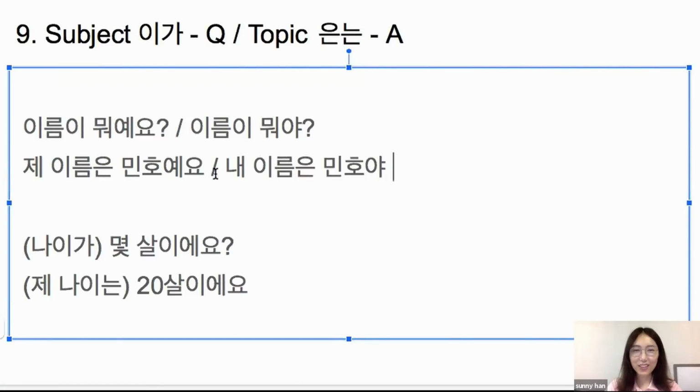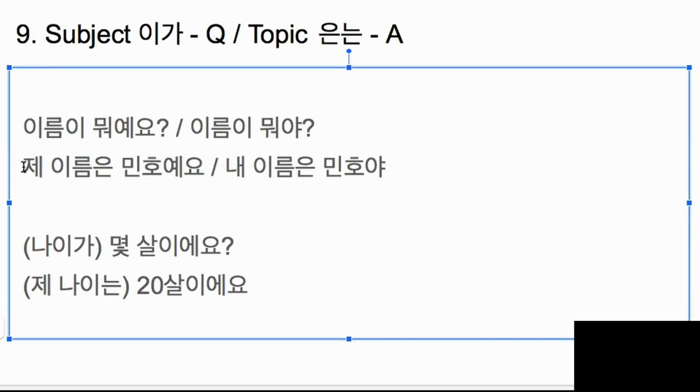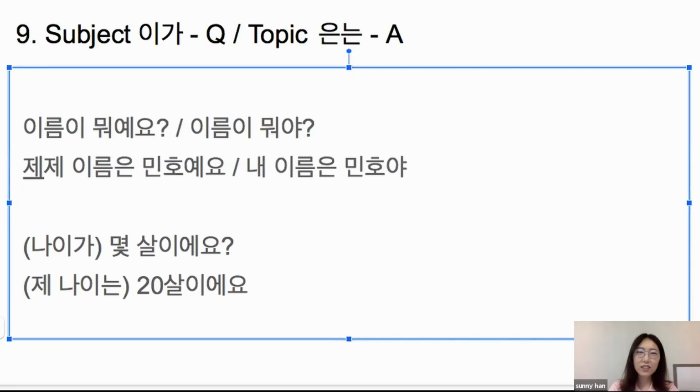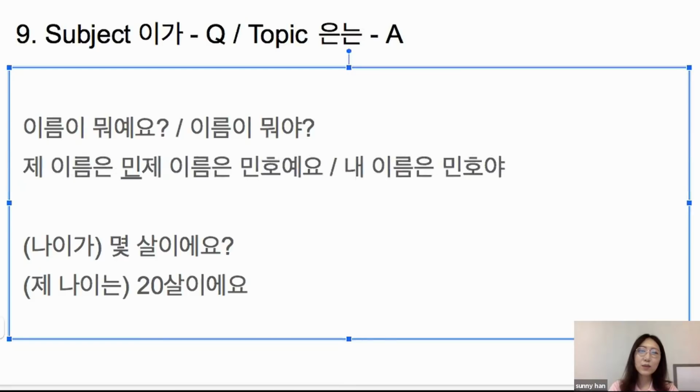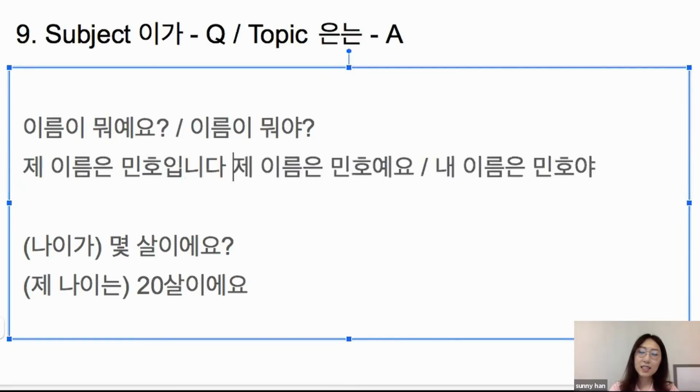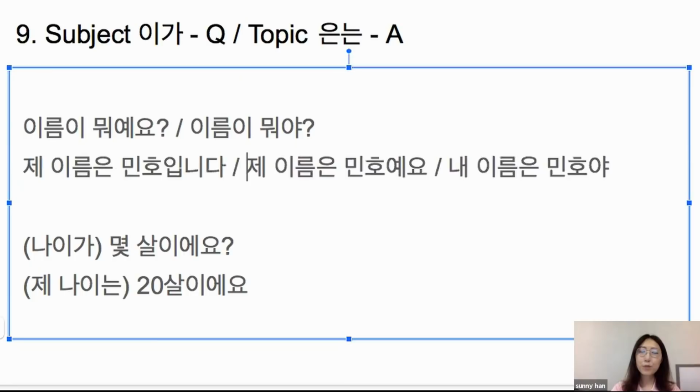내 이름은 민호야. It's fine. 민호예요. So what about a more formal way? 제 이름은 민호예요. What about this phrase, more formal? 제 이름은 민호입니다. Very good. More formal.